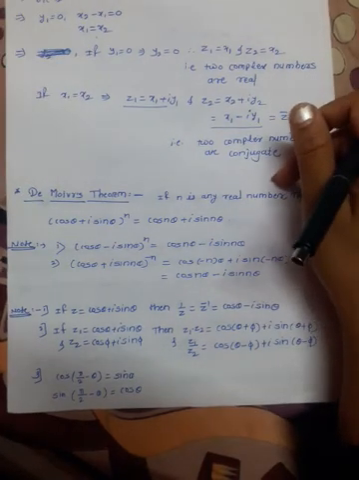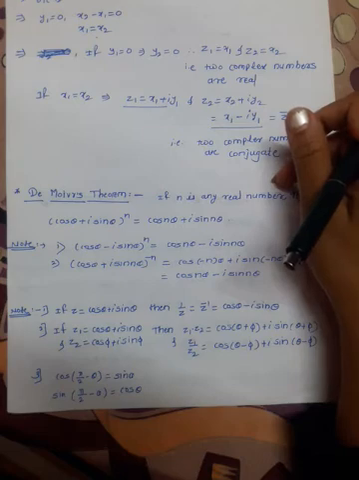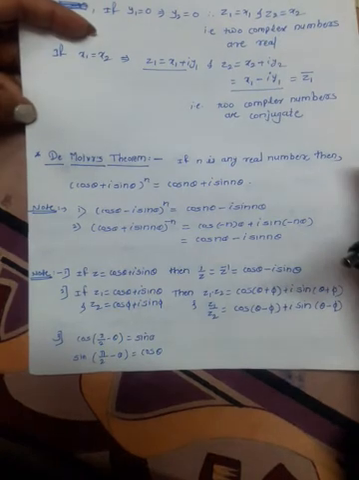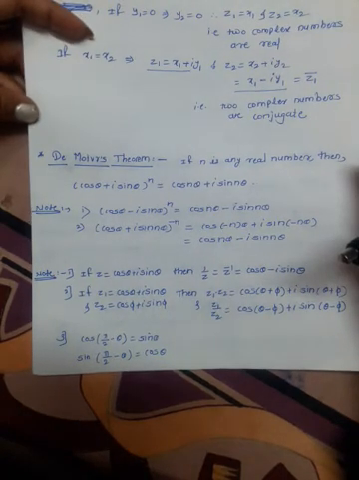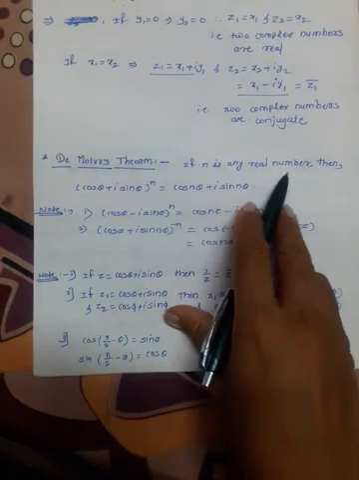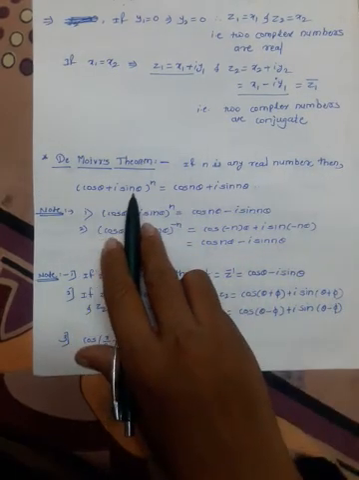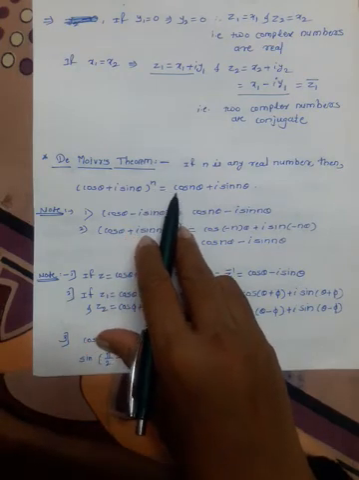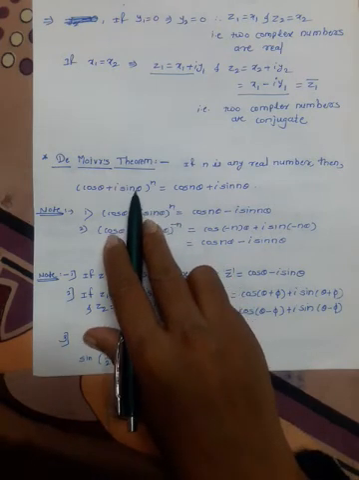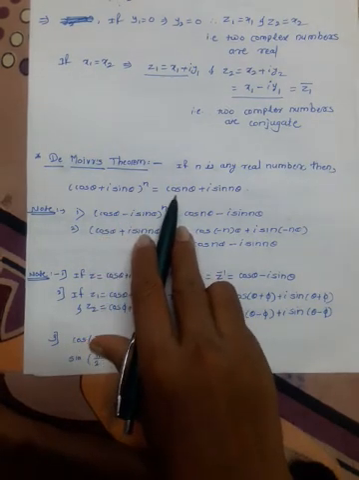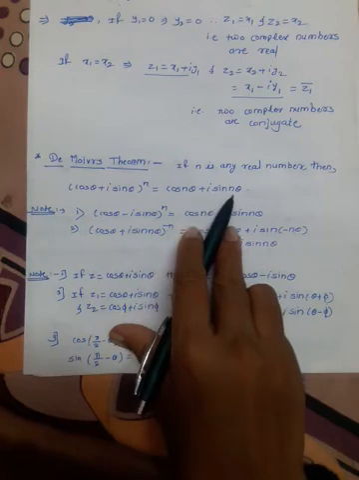Hello everyone, let us see the next point. That is part of De Moivre's theorem. In the last lecture we already saw the statement of De Moivre's theorem. That is, if n is any real number, then (cos theta plus i sin theta) raised to n equals cos n theta plus i sin n theta. That's it.